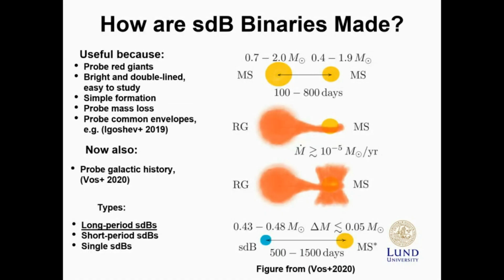And recently, subdwarf B stars were shown to be quite good probes of common envelope evolution, and that's basically when the red giant and other stars merge quite dramatically, and I won't go too much more into that. And now the recent use of these subdwarf B stars has been that they are quite valuable in probing the galactic history, and as a matter of fact, they're the first post-mass transfer binaries which show the effects of galactic history.